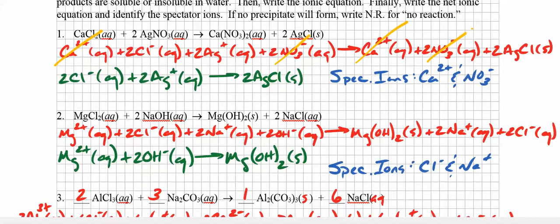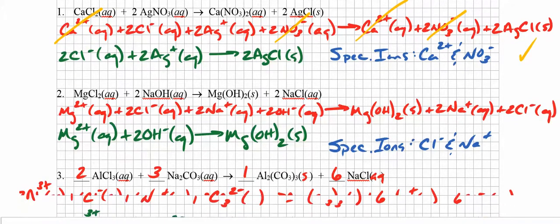So after the spectators have been removed, what's left? Well, that's going to be the net ionic equation. We've got 2Cl-, aqueous, plus 2Ag+, aqueous, forms 2AgCl solid. So that is the net ionic equation. So we've done everything that we've been asked. We'll move on to number 2.